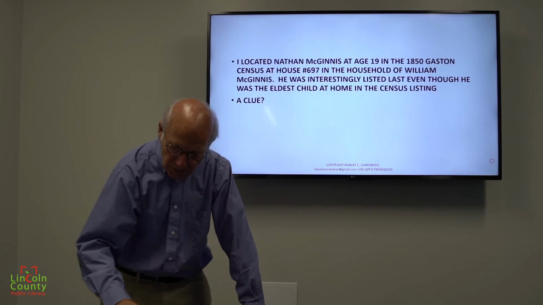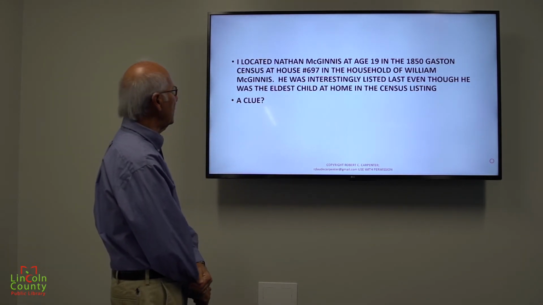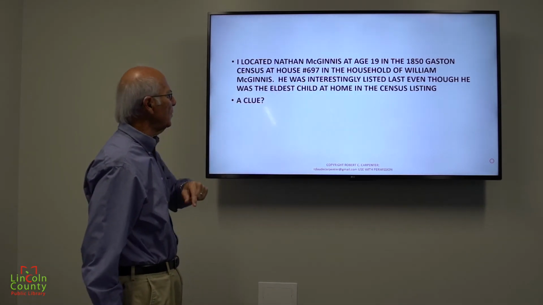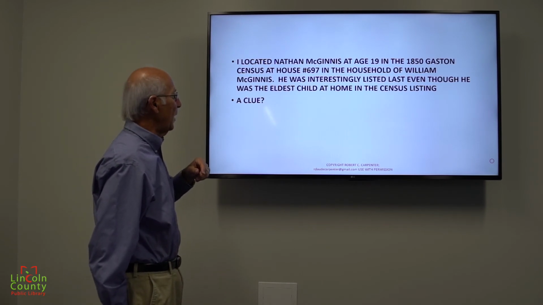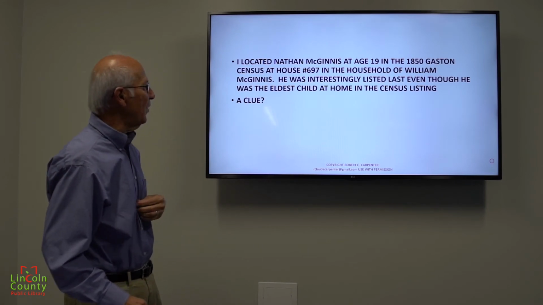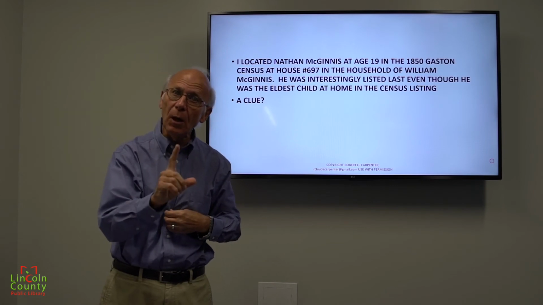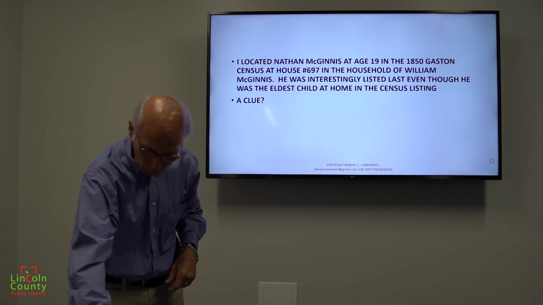Let's go to census. So I located Nathan, age 19, Nathan McGinnis, in the 1850 Gaston census. There's the house number so that you can go back and check it for yourself. It's in the household of a man by the name of William McGinnis. He was interestingly listed last, even though he was the eldest in the family. Is that a clue? Could be a clue, but we can't draw conclusions from that. We file that as, oh, that could be a clue.